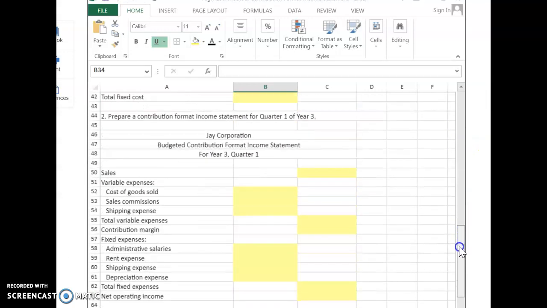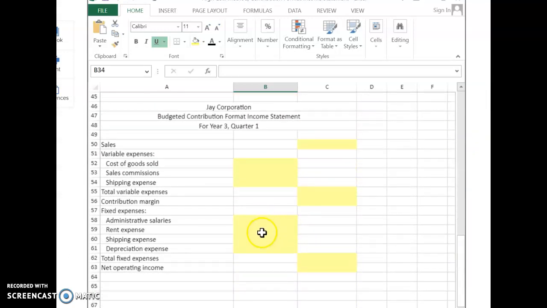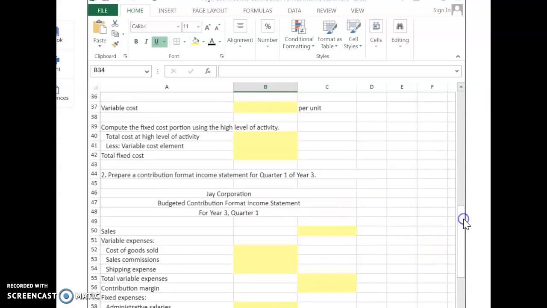Okay. And then same down here, all of the fixed expenses are given to you except for shipping, but that's what you calculated up here using the high-low method. So you have the fixed shipping cost there.